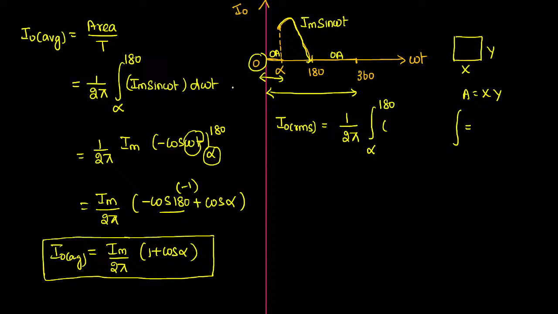It is same like average value, but in this case we have to square the signal. Im sin omega t square. Then you can do the integration, but keep all terms under root. Root means square value. Mean means what? Average value. I am giving the explanation.